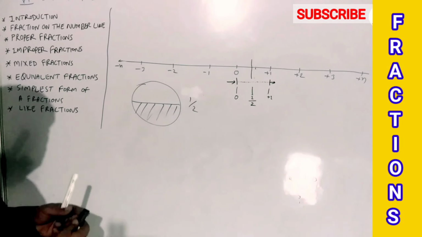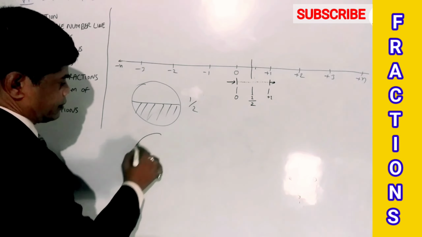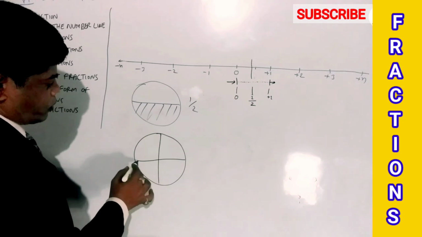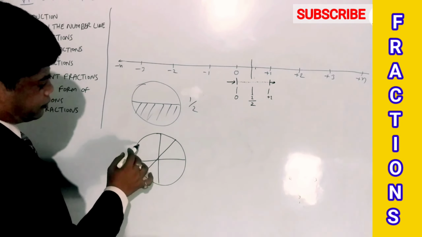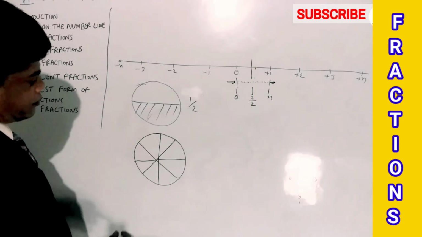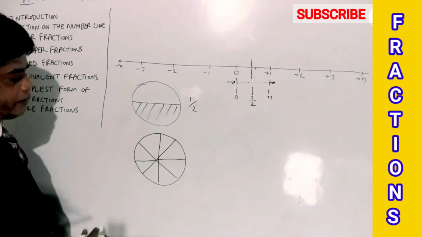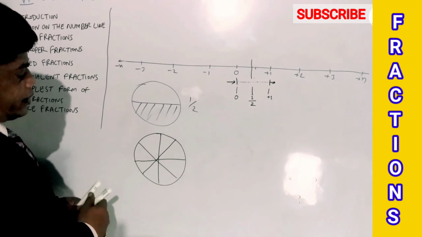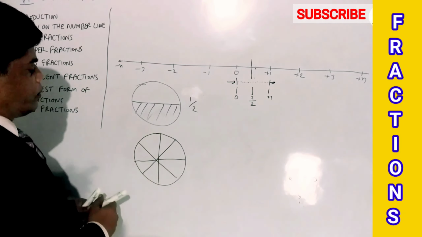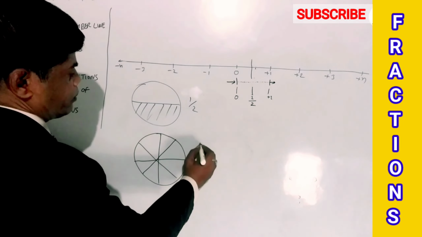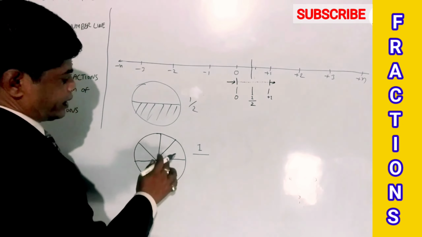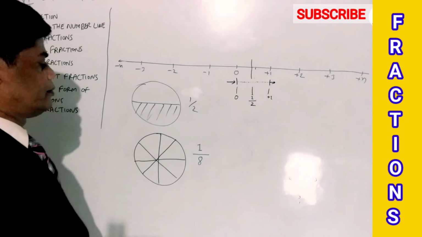In other cases we are dividing the same circle into 2, 4, 8 parts. How many? 8. Okay, now this circle we have divided into 8 parts. The whole circle is 1, and it is divided into 8 parts.